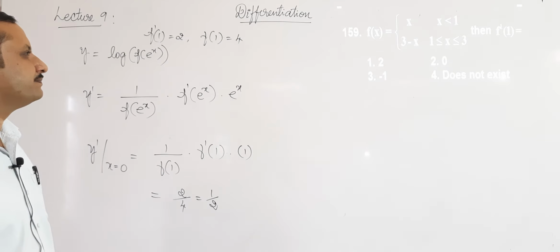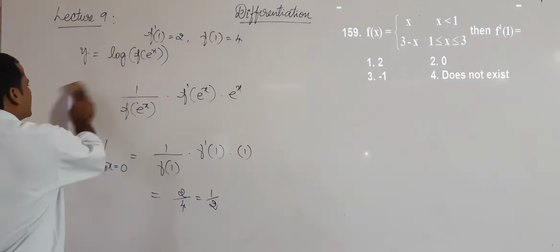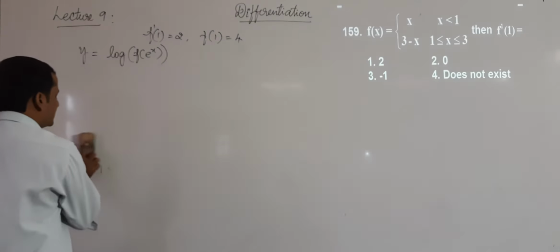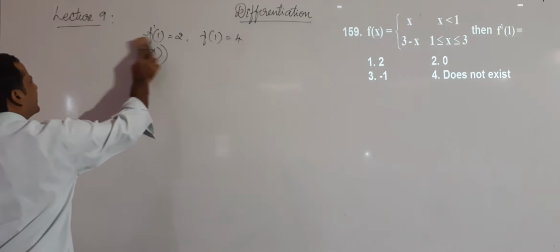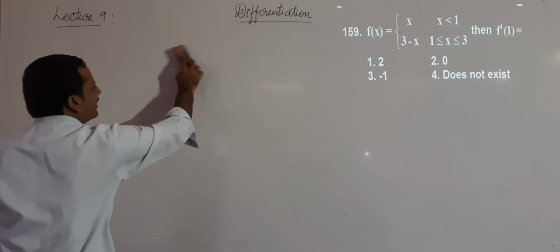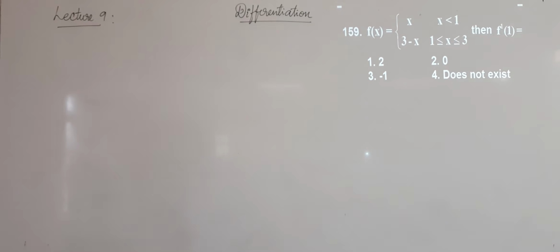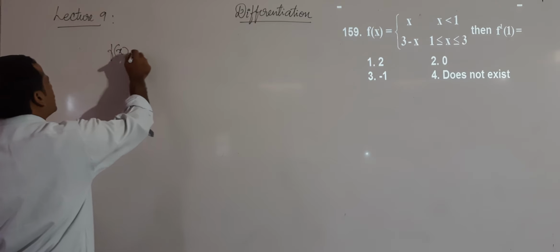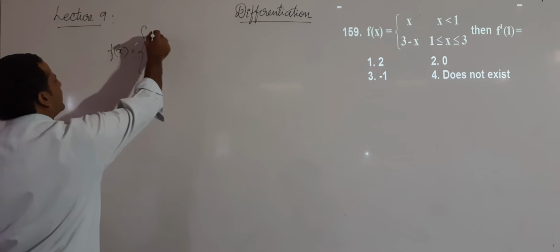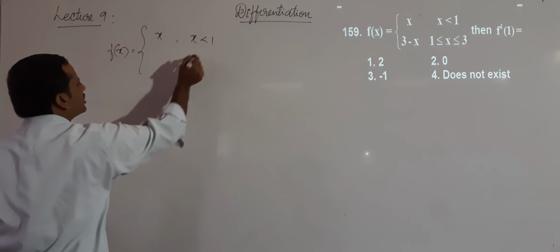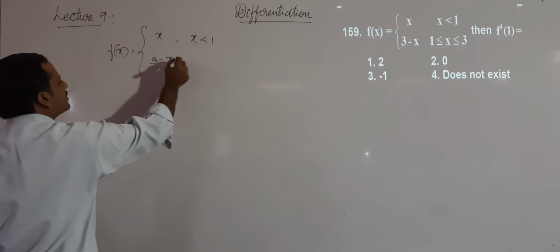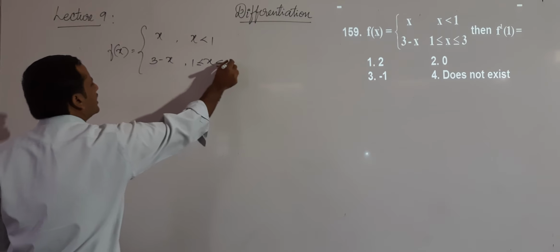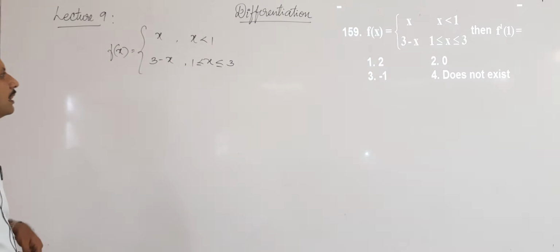159 question. F of x equal to x when x less than 1 and 3 minus x when x is greater than or equal to 1 and less than or equal to 3. Then what is f dash of 1? See, even though you are asked to find out f dash of 1, you need to start with the continuity. You just check whether it is continuous or not, because if it is not continuous, then it cannot be differentiable.